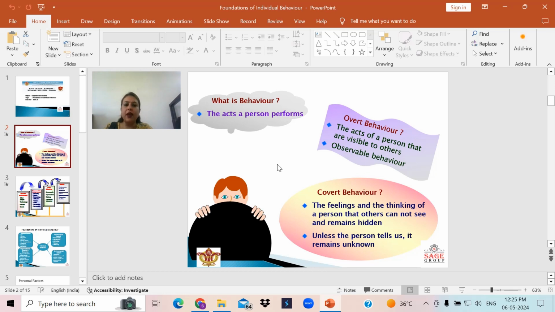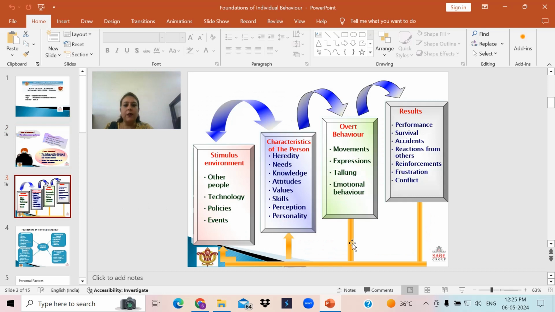So basically, overt behavior means the behavior which can be seen, which can be visible, whereas covert behavior is that which cannot be seen, which can be only known when the person tells you. So in this way, we can categorize the behavior of an individual. Now, the other parts of behavior can be shown through this diagram, which shows there is a stimulus environment around us which creates our behavior. For example, the other people with whom we are working, the technology under which we are working, policies of the organizations, and the events and situations with which we are dealing.